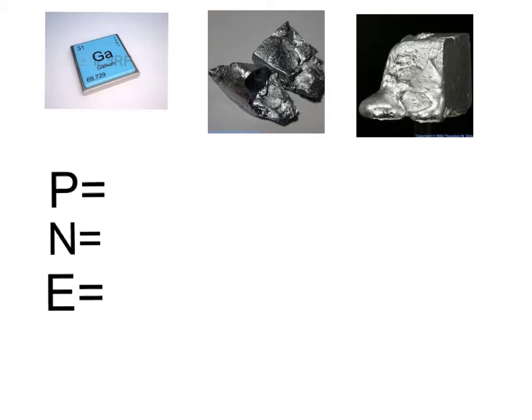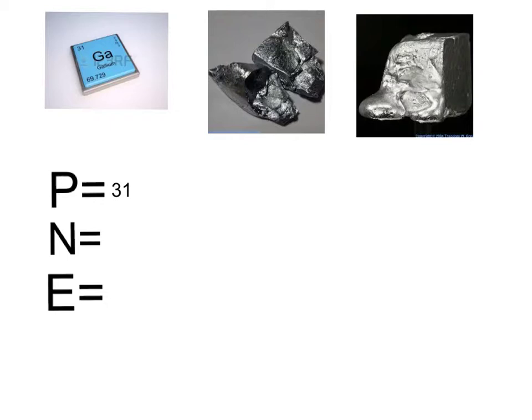We are doing Ga, also known as gallium, and here are two pictures of gallium. Okay, now we're going to start with the proton. The proton is the atomic number, in the corner on the left, on top. In this case, it is 31.